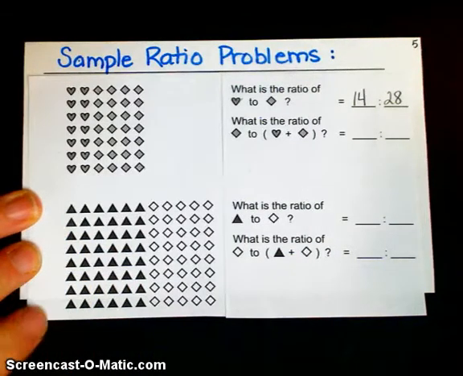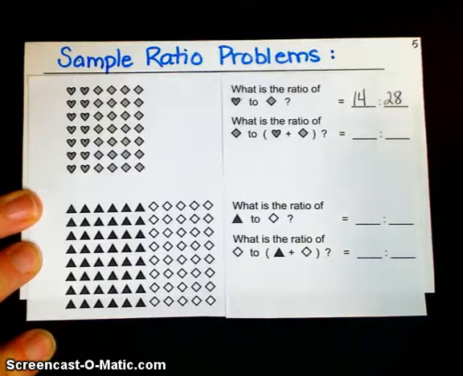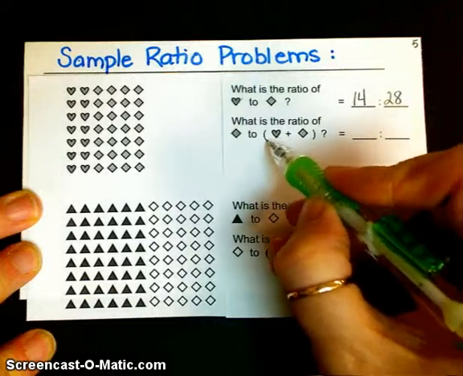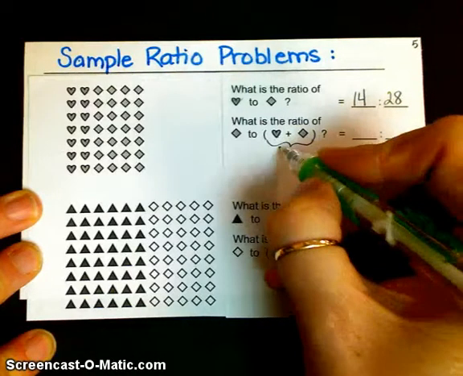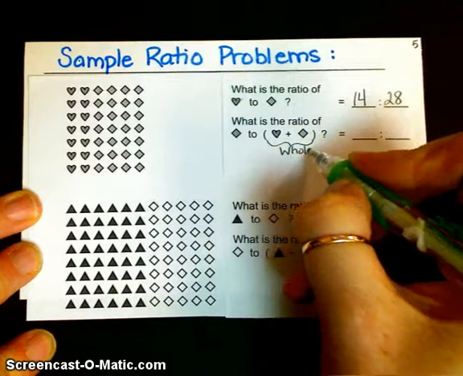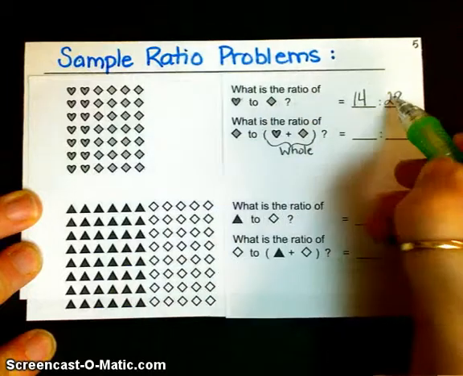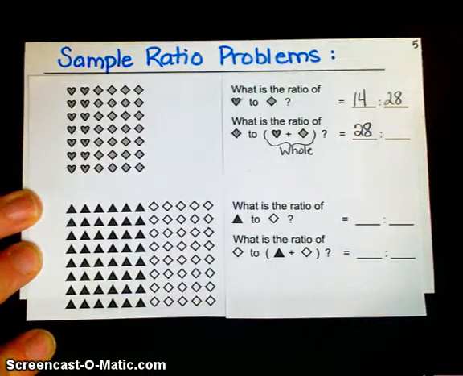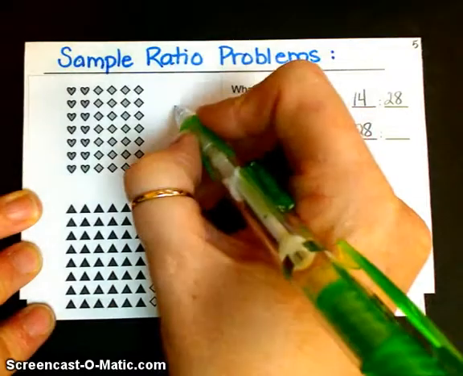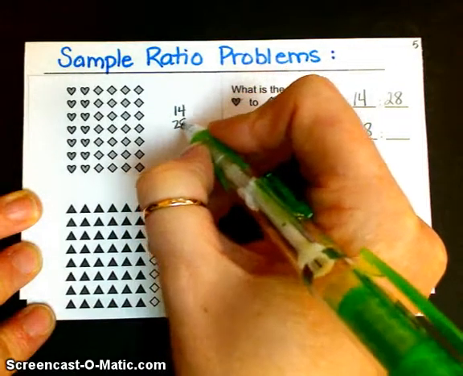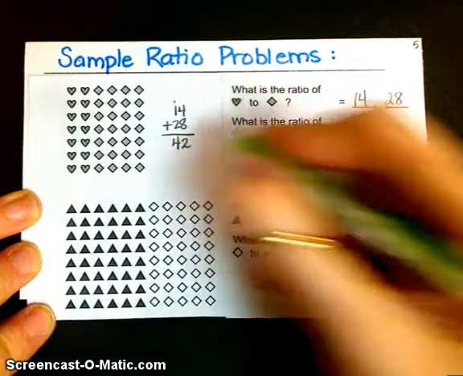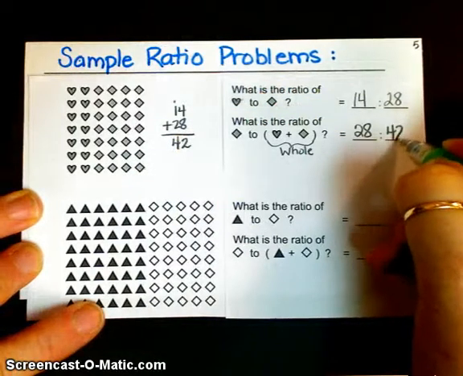Now it asks us, what is the ratio of triangles, oh, that's the wrong problem, of diamonds to both hearts and diamonds together? Guys, that is a whole. So right here, we know that we have 28 diamonds. The entire number would be where we have to add 14 plus 28, and we get 42.